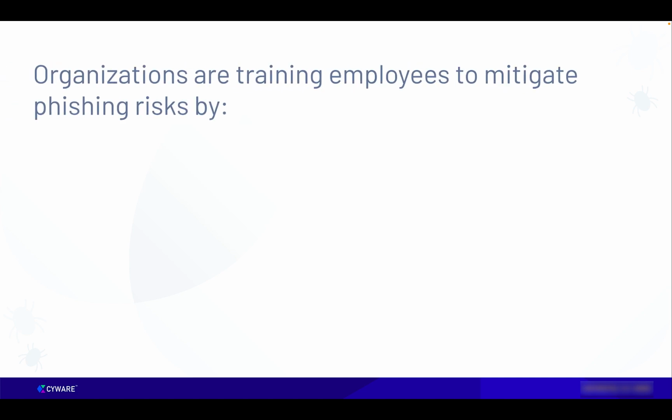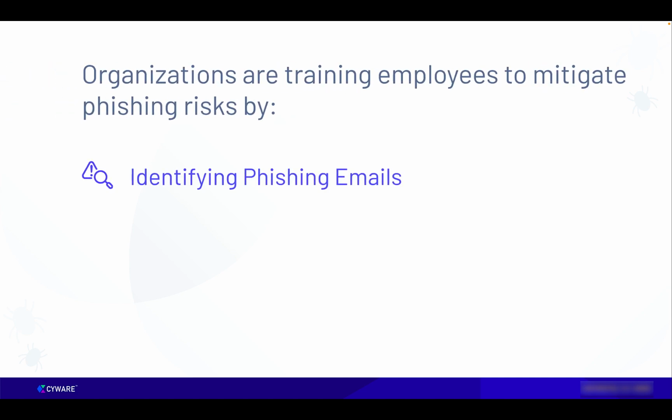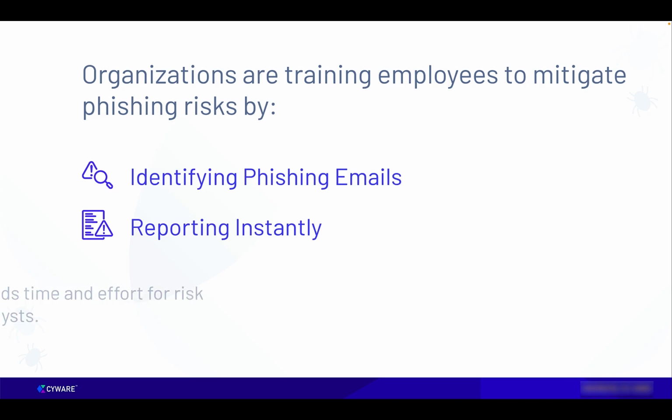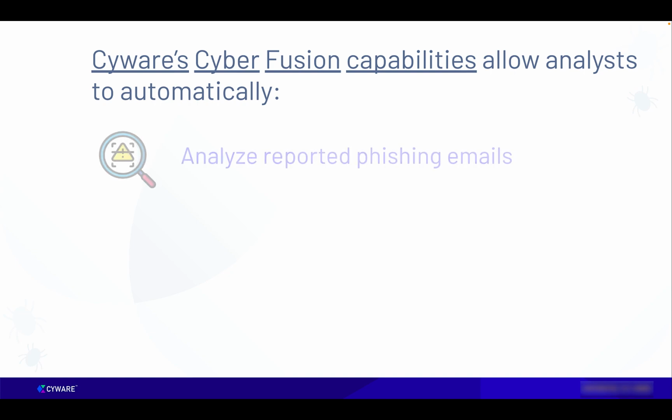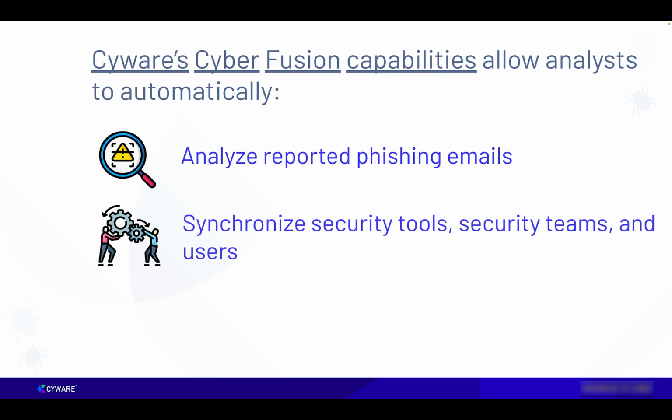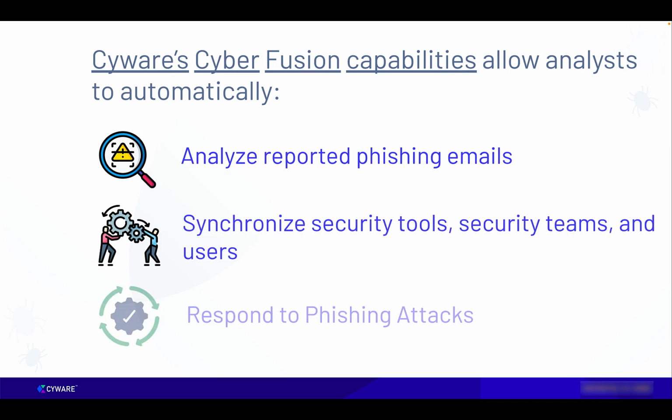Organizations are proactively training their employees to identify phishing emails as well as instantly report them to the security teams. However, instant reporting demands time and effort for risk analysis and mitigation by analysts. In this video, we will demonstrate how Cyware's Cyber Fusion capabilities allow analysts to automatically analyze reported phishing attacks, synchronize security tools, security teams, and users to swiftly and effectively respond to phishing attacks.